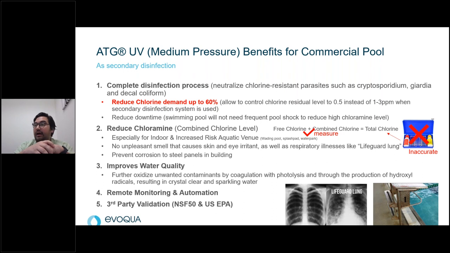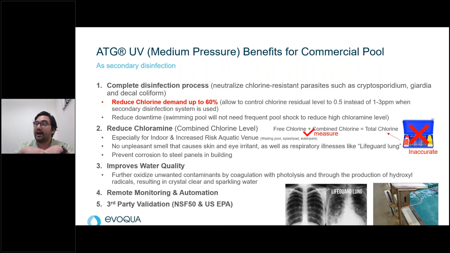And fourth, our UV has remote capability, where our UV has a sensor to measure dose. Always knowing how much dosage the UV can provide is making sure that its function is always operating ideally, enough to dose those microorganisms.